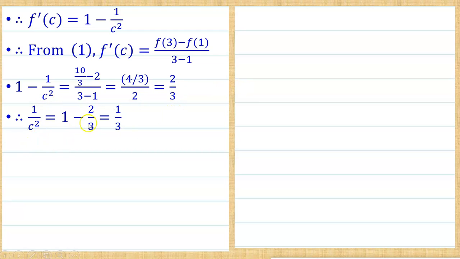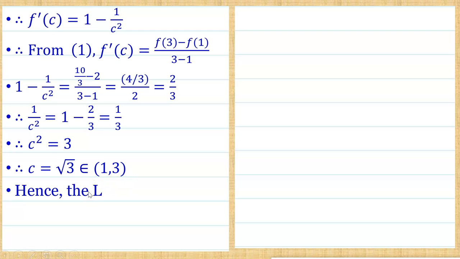We simplify again: bring this 2 by 3 here and move minus 1 by 3 to the right side. Overall 1 upon c square is equals to 1 minus 2 by 3, and on simplifying, you will get 1 upon c square is equals to 1 upon 3 and therefore c square is equals to 3. If you take the square root then you will get c is equals to root 3 and it belongs to the open interval 1, 3 and hence the LMVT is verified.